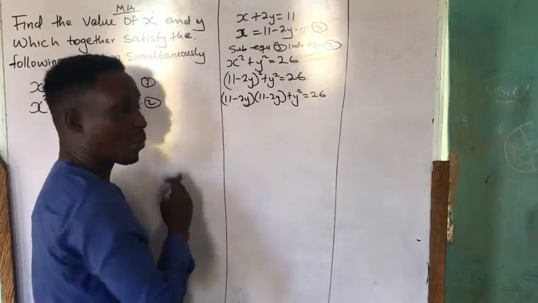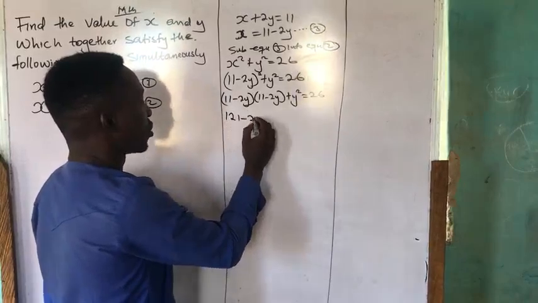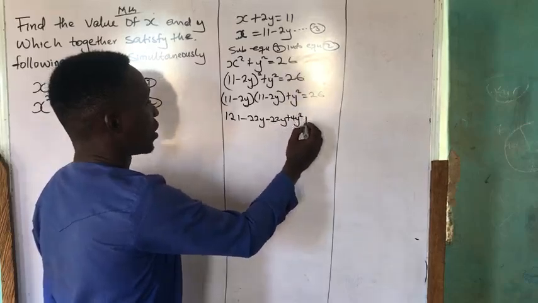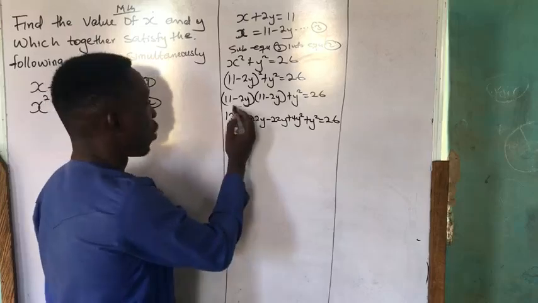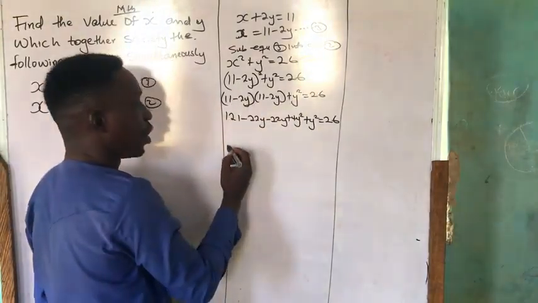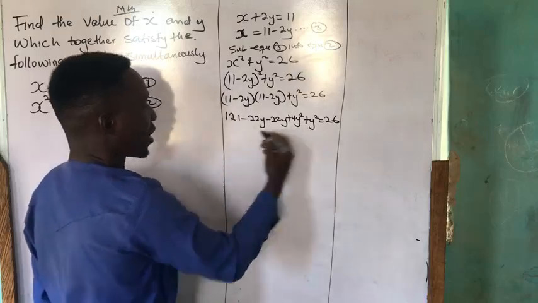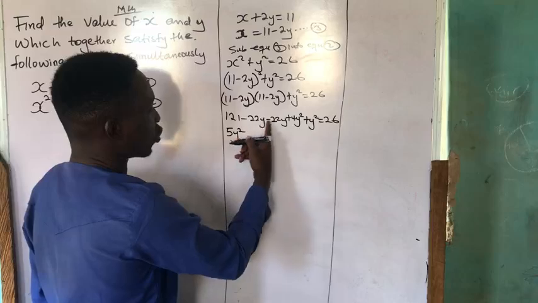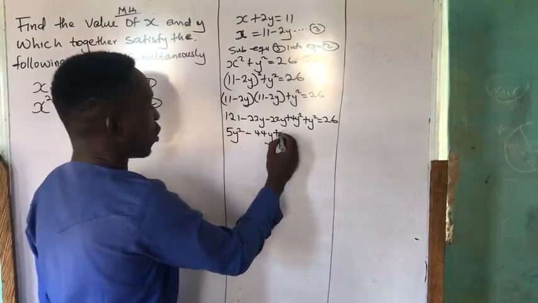So the next thing I'm going to do is open this bracket. 11 times 11 is 121, minus 22y, minus 22y, plus 4y squared, plus y squared is equal to 26. In opening the bracket, you go short and then you go long, then you go short and then you go long again. Now I'm going to collect like terms. I'm going to start with the squares. 4y squared plus y squared gives me 5y squared. Then minus 22y minus 22y gives me minus 44y. Then this is plus 121.